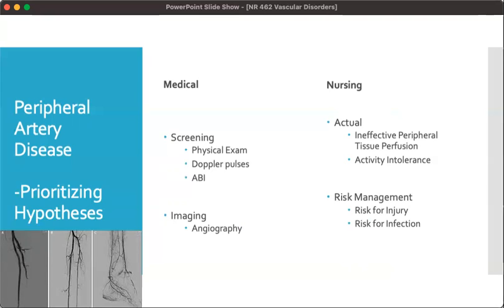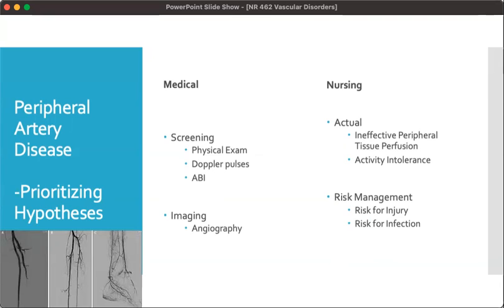For imaging, angiography can be done. So we can see some pictures of some distal angiography here on the left part of the slide, where there's been dye injected into the arterial blood flow, which helps us to see it on X-ray. If you look at image A, we can very clearly see that this patient has very, very poor arterial blood flow where that branch of the artery just kind of stops. So that would be very indicative of advanced peripheral artery disease.